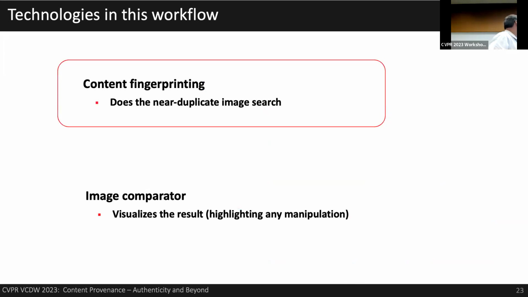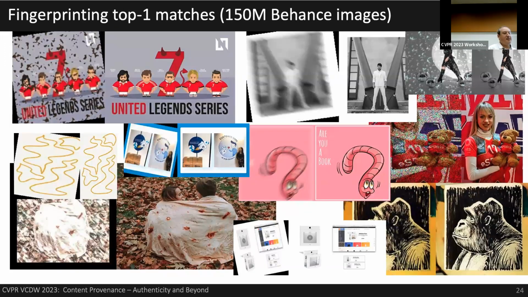There's actually two technologies in this flow. First is the content fingerprinting to do the robust matching that I've been describing. And then we also have a technology we call image comparator network, ICN, which visualizes any manipulation between the query image and the original in the database. So first of all, just some results.